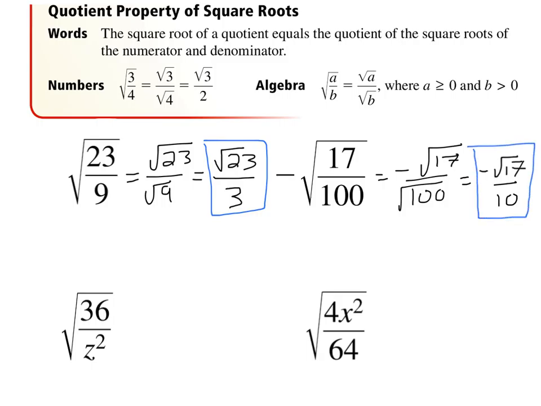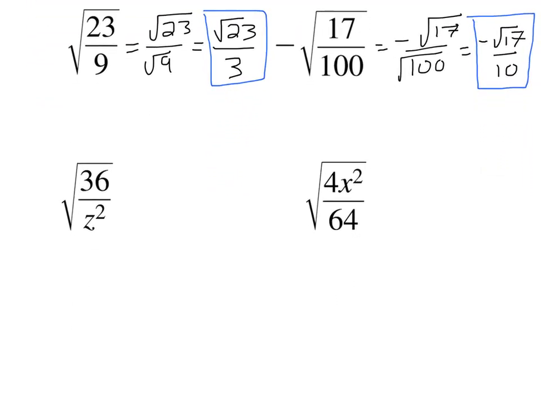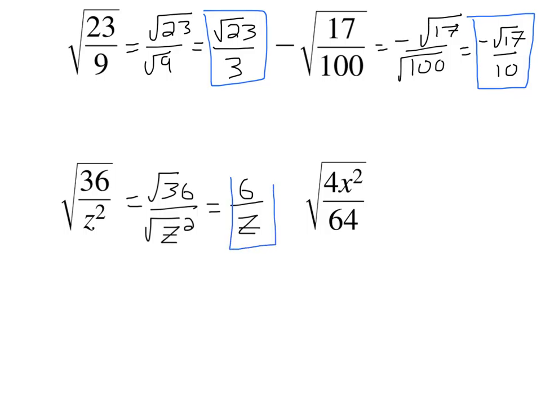All right, let's see just a couple more examples involving some variables. Square root of 36 over z squared. I just rewrite that as the square root of 36 over the square root of z squared. And square root of 36 is just 6. Square root of z squared is just z. That's because you're looking for a pair of z's to come out of the square root, and there's 2 of them for z squared, and there's nothing left to go inside, so that's what you get there, 6 over z.